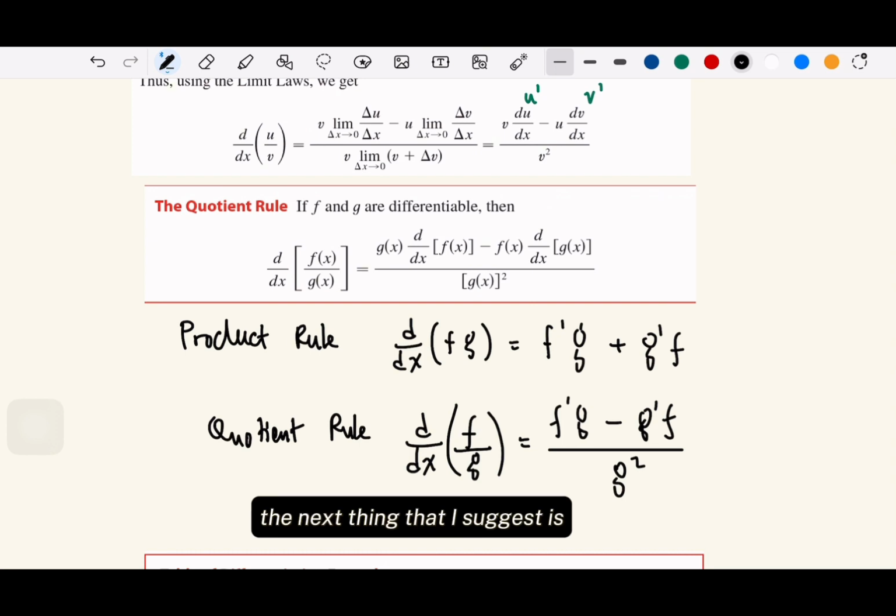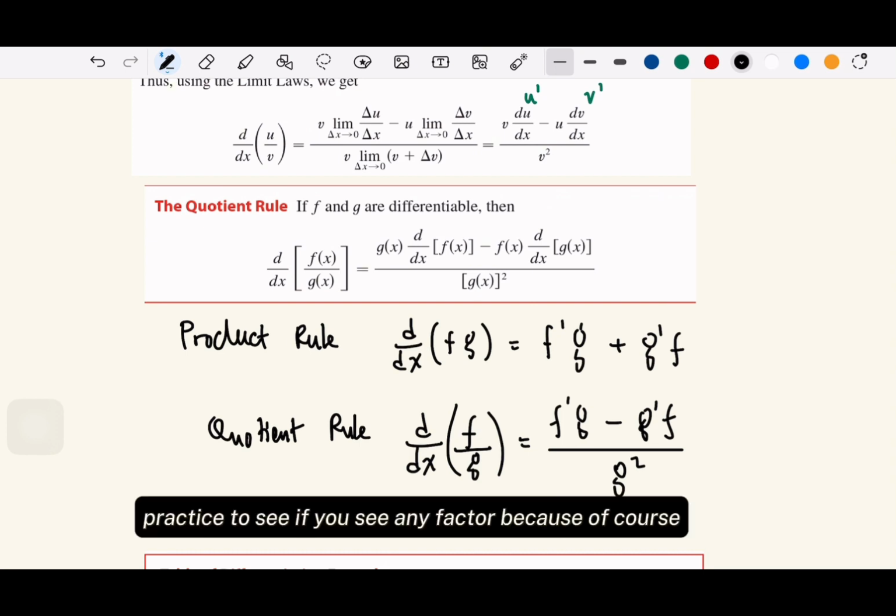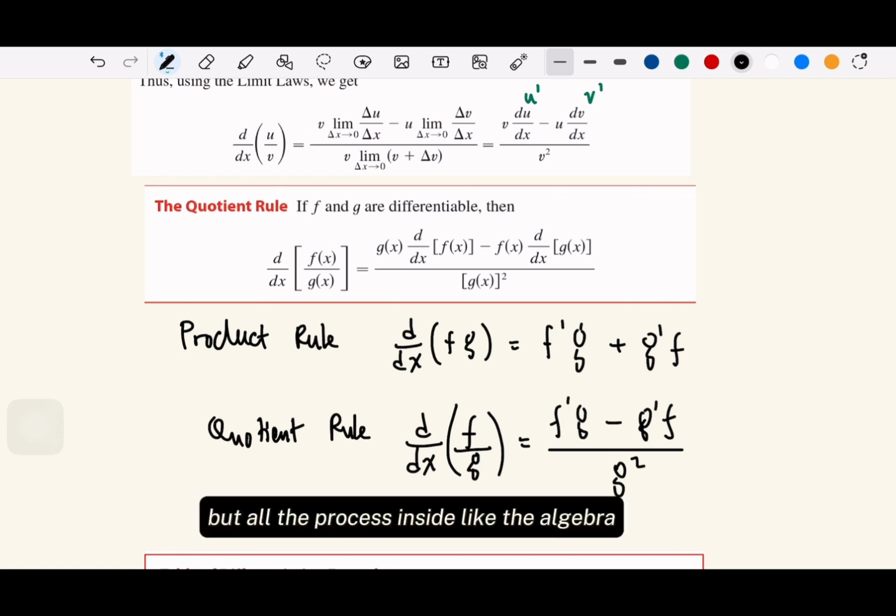The next thing that I suggest is to give you more practice with any function you see, because of course in calculus you are not only learning the calculus part, but all the process inside, like the algebra, any mathematical notations, the basic mathematics as well. So not only this calculus part.